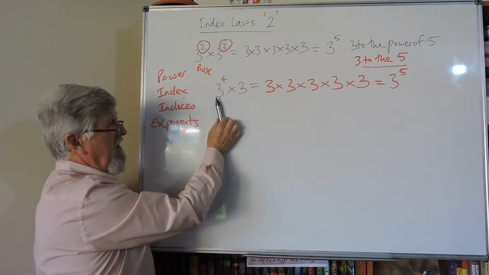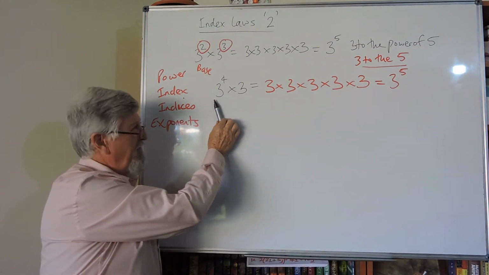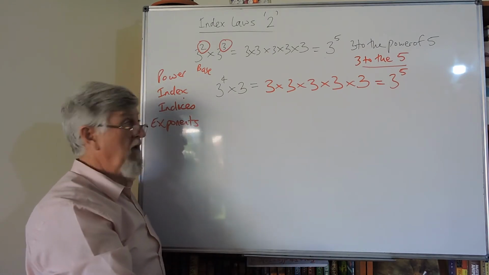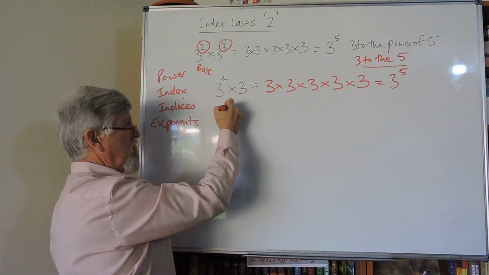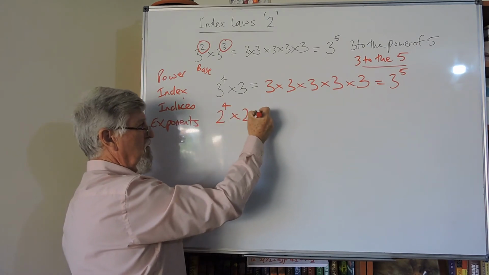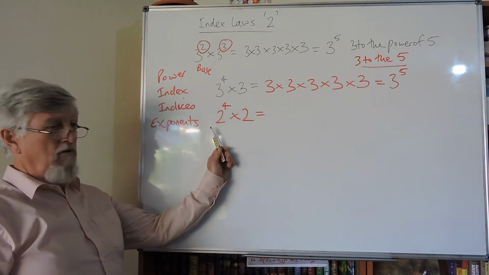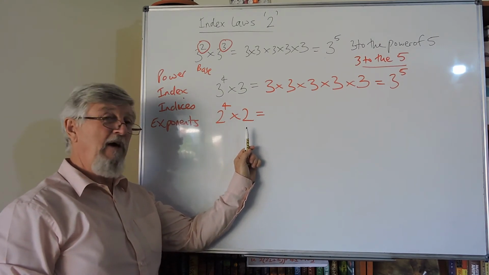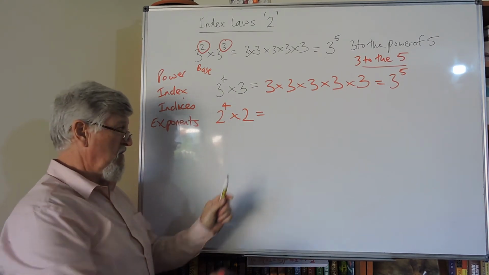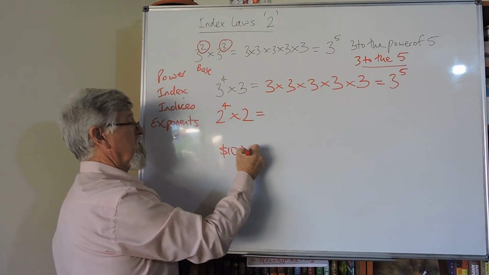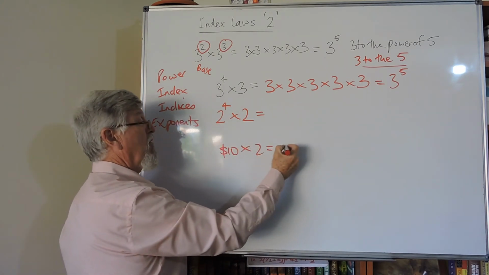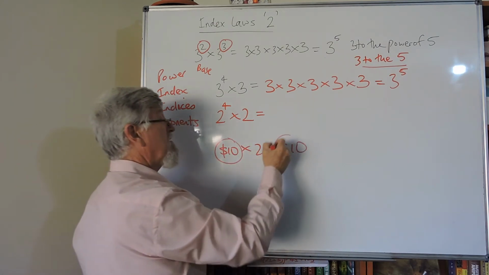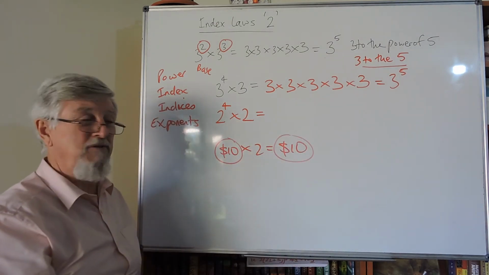The interesting part: no matter what you start with, if you multiply by 3, does it stay the same? And the answer is no. So there's a common sense to it. If we had 2 to the 4 times by 2, it can't be 2 to the 4, because when you multiply by 2, you're doubling. So if you had $10 and I multiplied it by 2, let's get away from index laws for a second, would it stay $10? No, it can't stay the same. We've doubled it. It becomes twice as big.